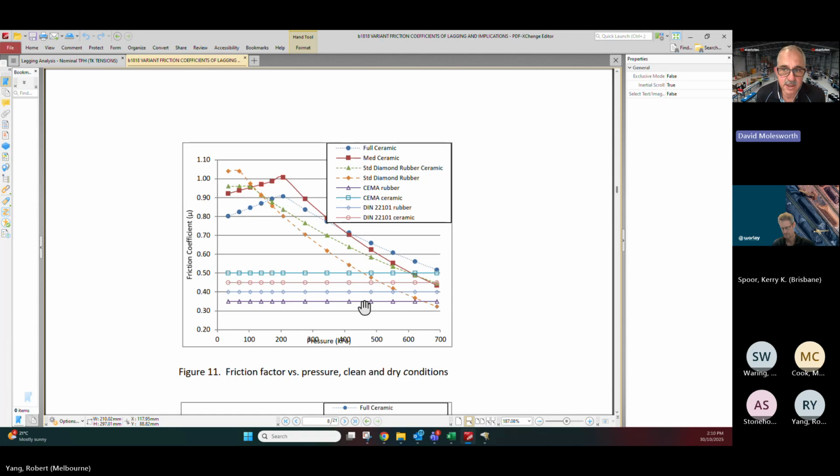I can share the 3-dimensional figures with you. So what he's done is normal pressure. What we added, we also added in different slip speeds. Yeah, and at one point on a lot of the laggings, you actually get friction at low pressures up to 1.4. It's when you get into the higher normal pressures that it comes down and it gets much closer to the SEMA figures.